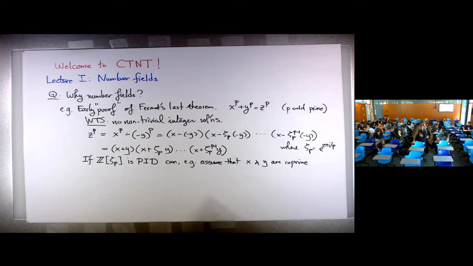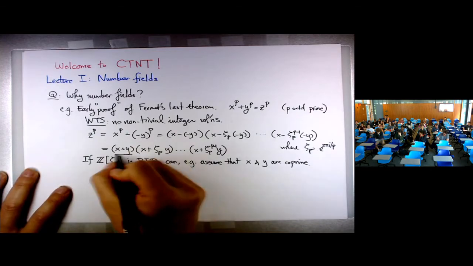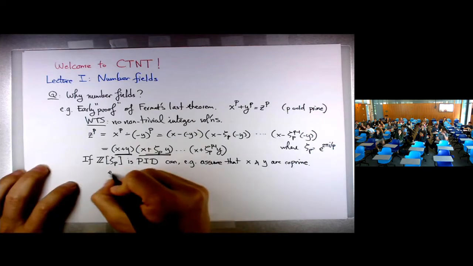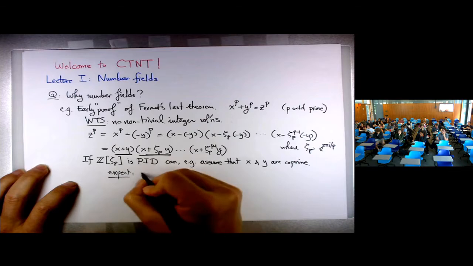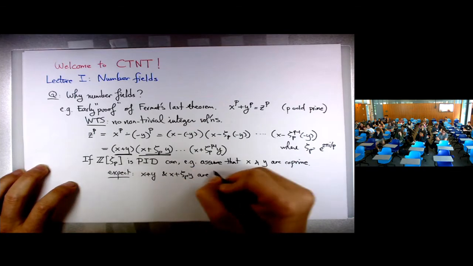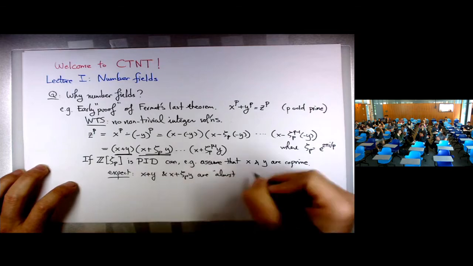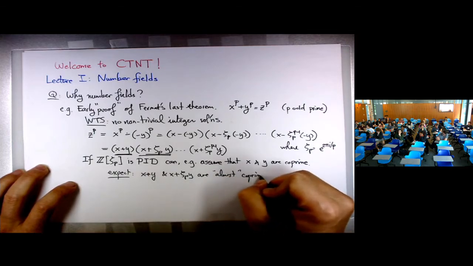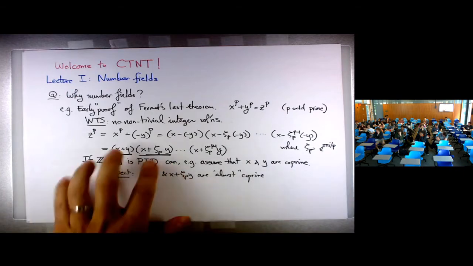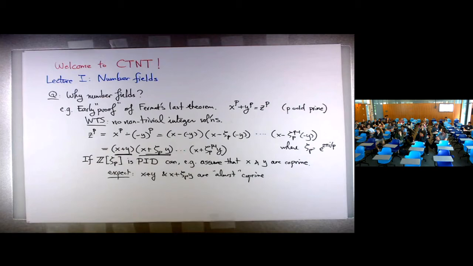And after that, you see that x plus y and x plus zeta_p y are very close. If you take the difference, it's zeta_p minus 1 times y. Because x and y are coprime, you'd expect that x plus y and x plus zeta_p y are almost coprime. You can't quite conclude they're coprime right away, because there might be a small factor like zeta_p minus 1. But except that factor, they're almost coprime.